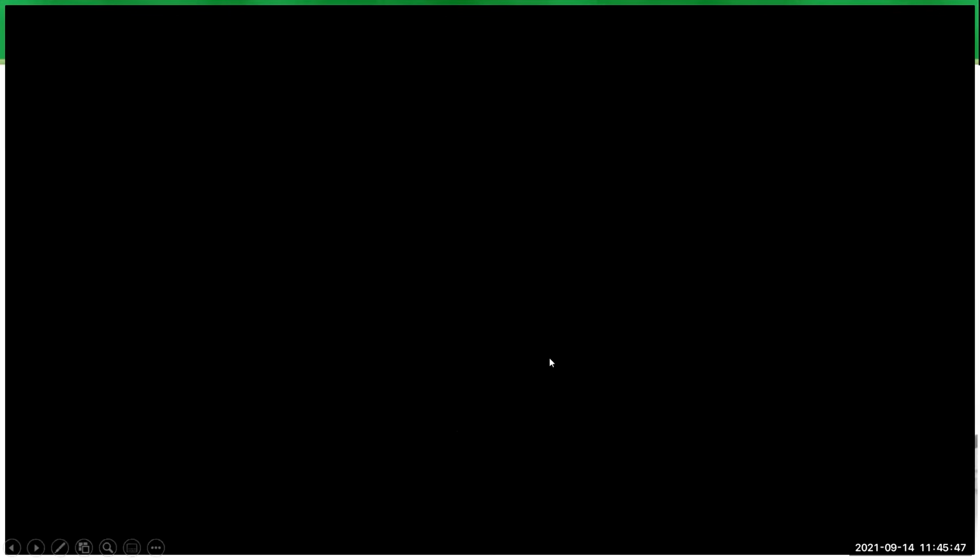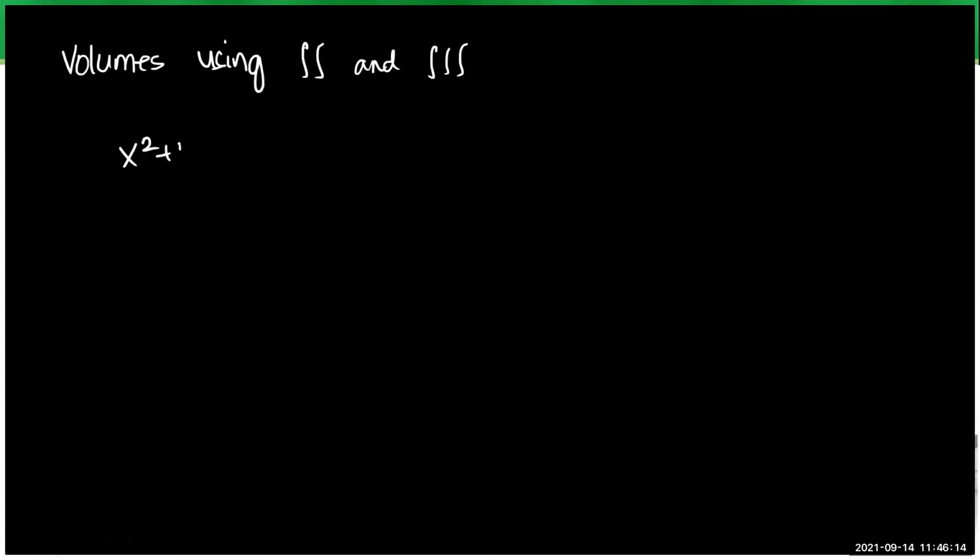Kasi, why do we need to do this? We will be applying those concepts in getting the volumes. So, how do we solve for the volumes? Using double and triple integrals. So, for example, guys, x squared plus y squared plus z squared equals 4. Let's just say ito na yung equation natin.